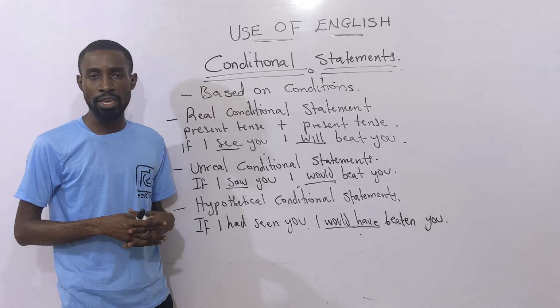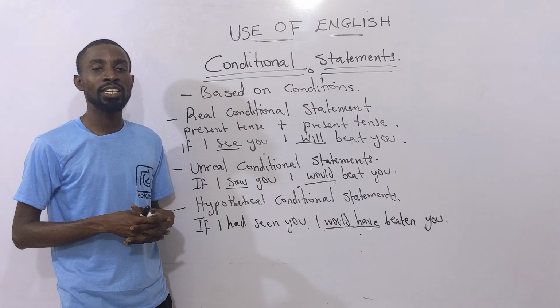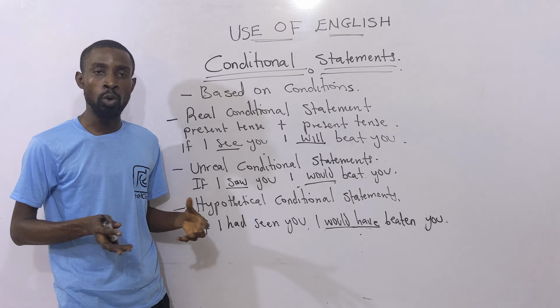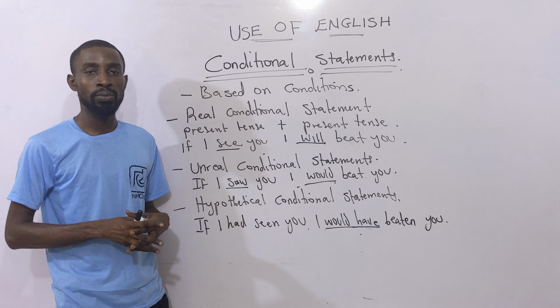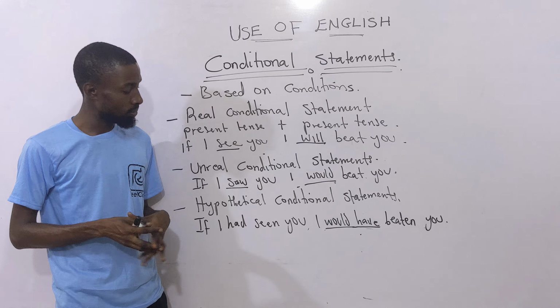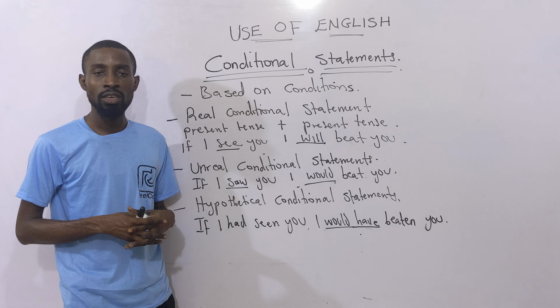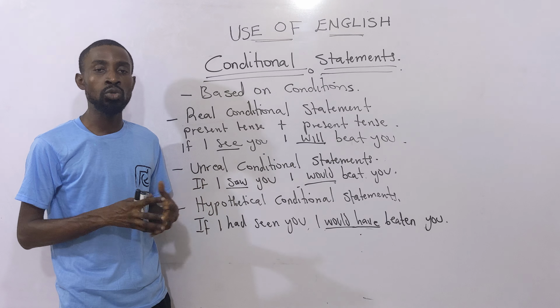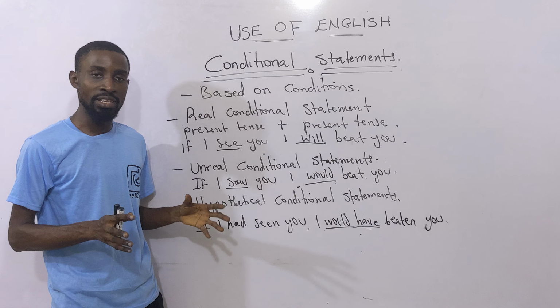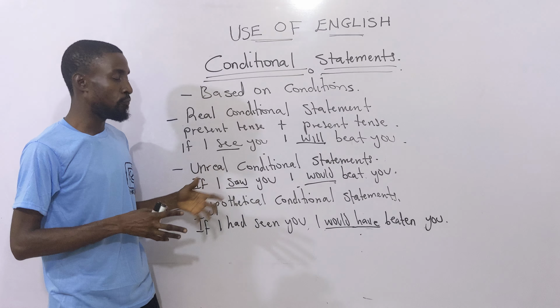Now the other example I gave under the real conditional statement, what did I say? I said if a lion comes into this room, we will run away. Then under the unreal, if a lion came into this room, we would run away. Under the hypothetical, you would have, if a lion had come into this room, we would have run away. You can see how it is.